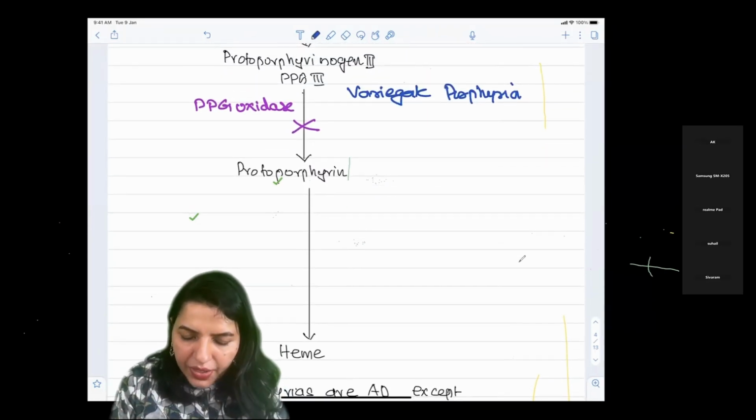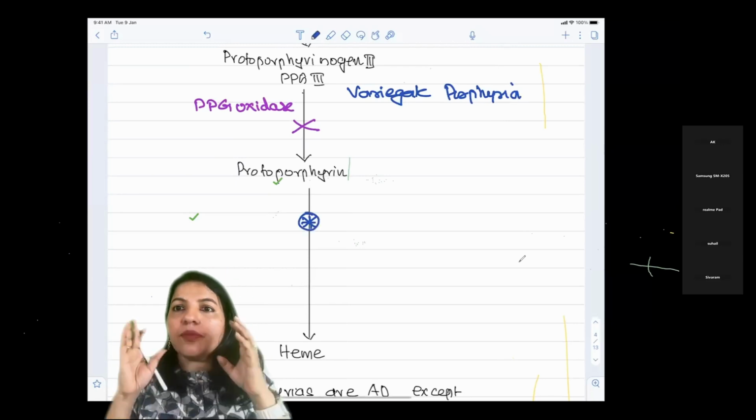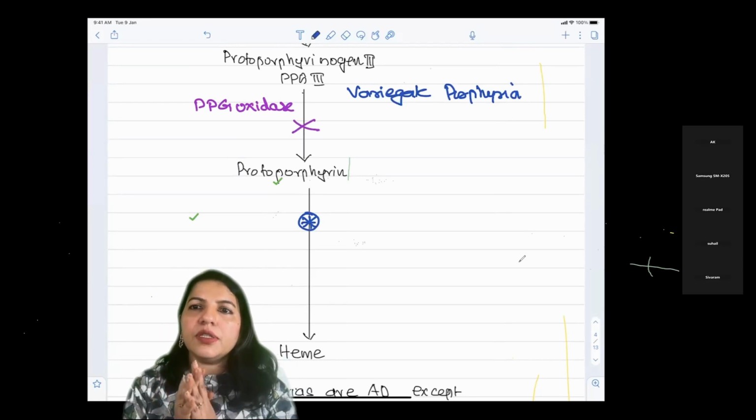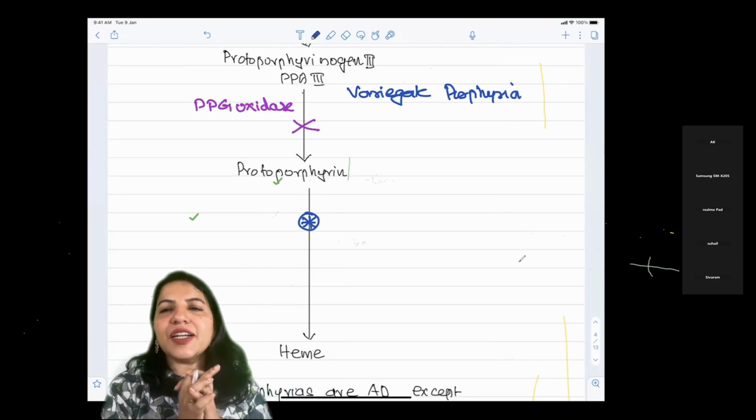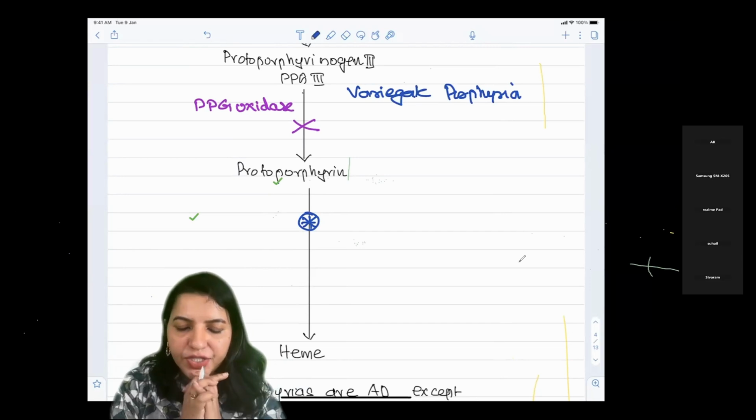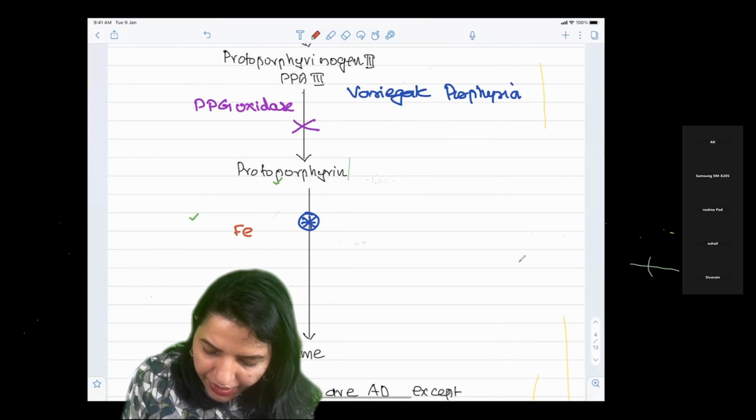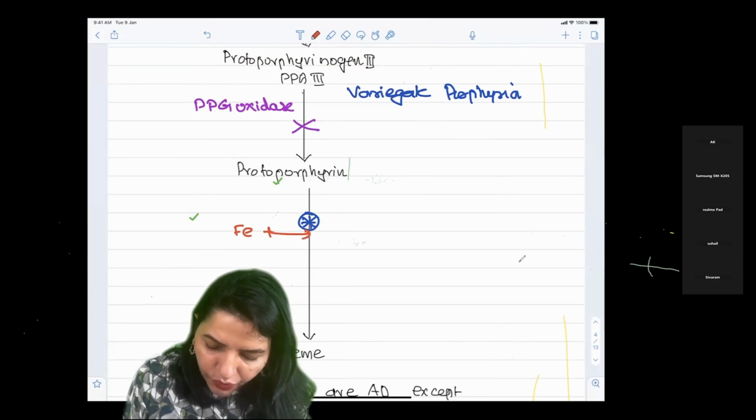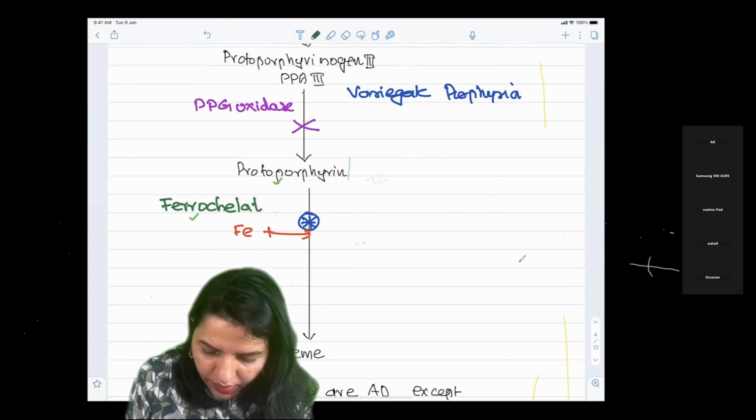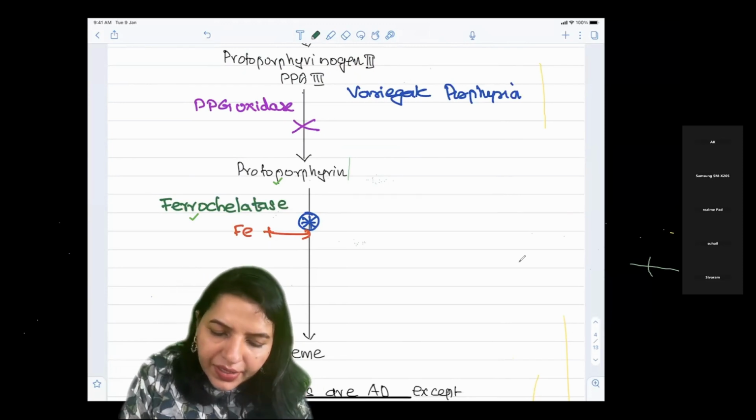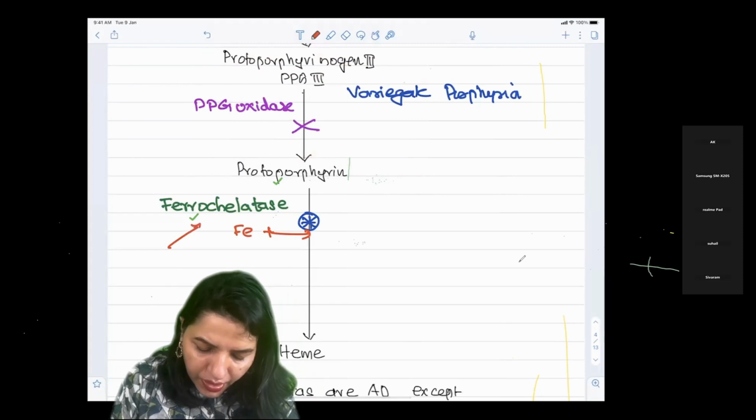Next, we are coming to an enzyme. Now we got protoporphyrin. So who should combine with protoporphyrin? Iron should combine. So the next step is iron is combining here. Iron is chelating with the protoporphyrin, and that enzyme is very simple, ferrochelatase.